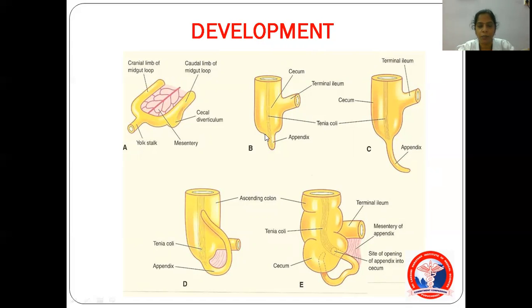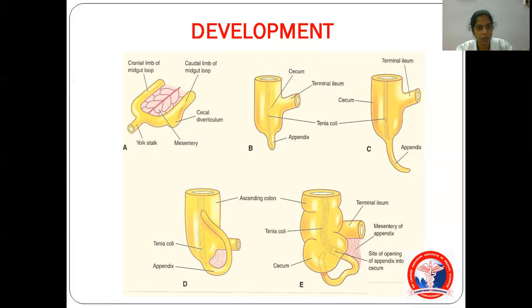Later on, this appendix will grow and it may pass either retrocecal or pelvic, that depends. Simultaneously, the cecum will also be developing. We discussed various types of cecum, so fetal type, infantile type, like that. So the circulations will be arising, and after circulations arise, this appendix position will be constant. So what is the development of cecum and appendix?